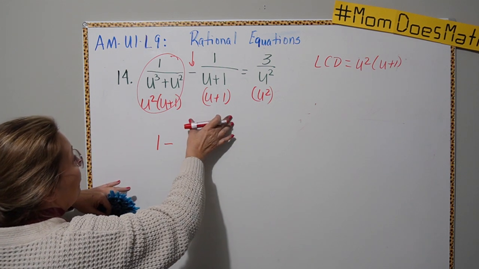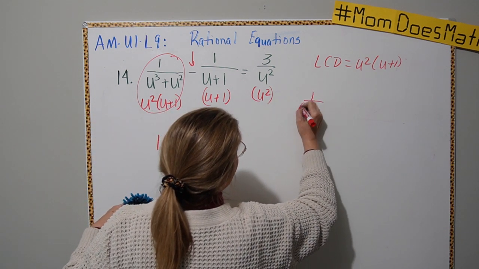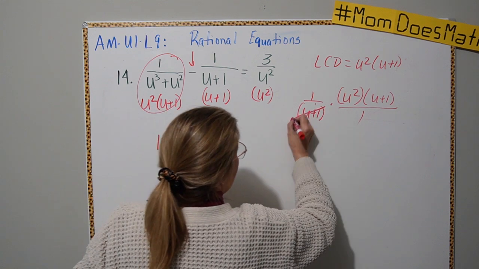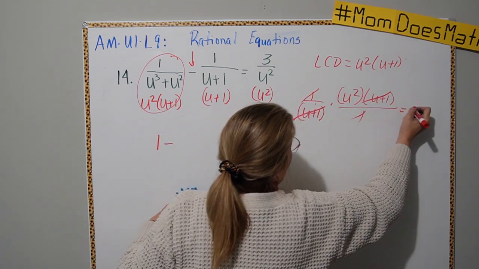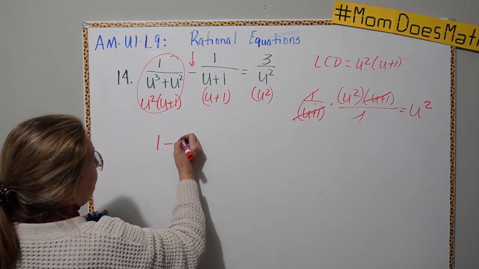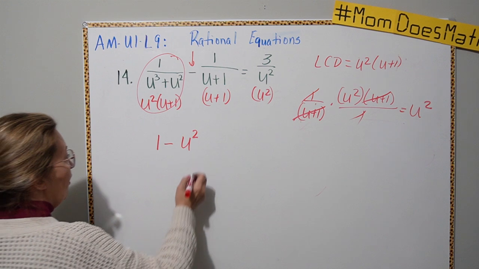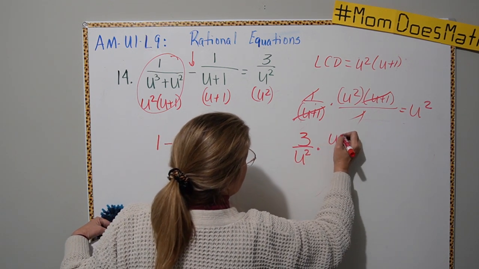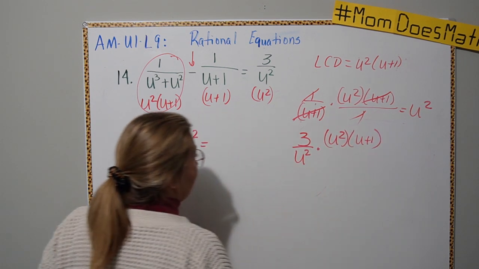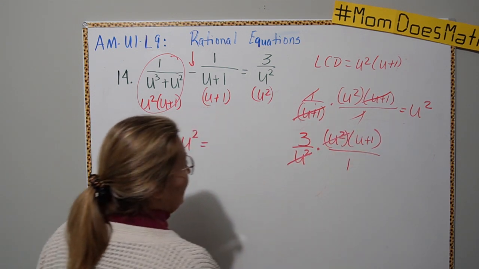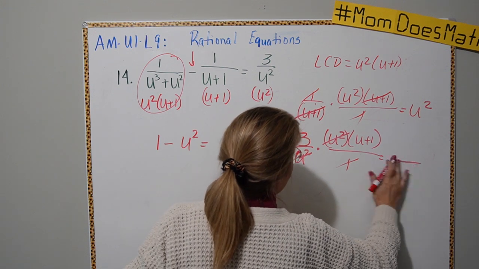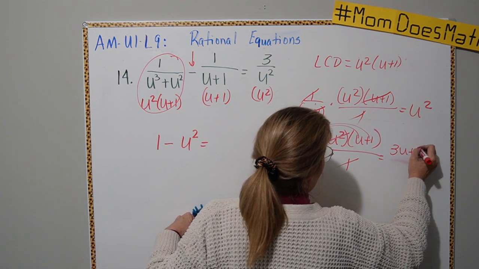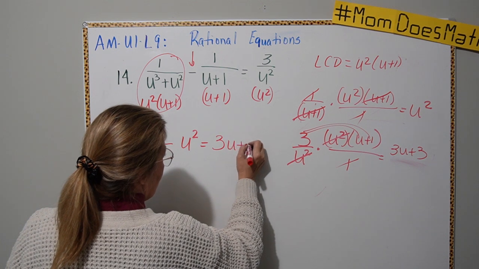Okay. Now when I multiply this one, which is 1 over u plus 1 times u squared times u plus 1 over 1, this cancels out. This makes 1. So what am I left with? U squared. So when I put it here, I've got u squared. All right. Now over here, I've got to do 3 over u squared times u squared times u plus 1 over 1. These two things cancel out. The 1 in the denominator is not necessary. So let's go ahead and distribute that 3 times u plus 1, and that's going to give you 3u plus 3. So now I have 3u plus 3.